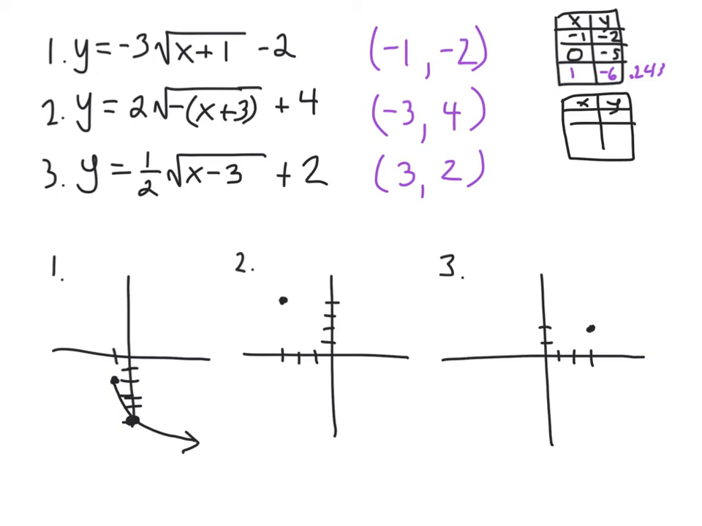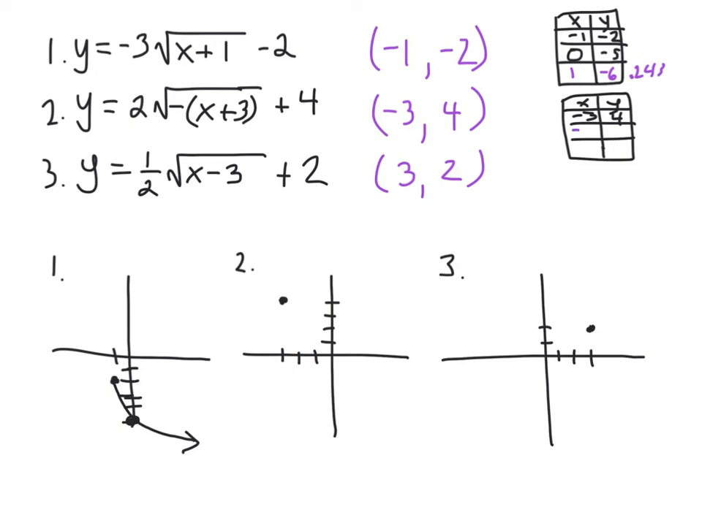Okay, so the next one, we already have the point -3, 4. So let's choose another value of x. We can choose one to the right, or we can choose one to the left. That's my favorite option. I mean, you could pick a point way over here, but I usually just go one left or right. So let's choose this point here, -2.